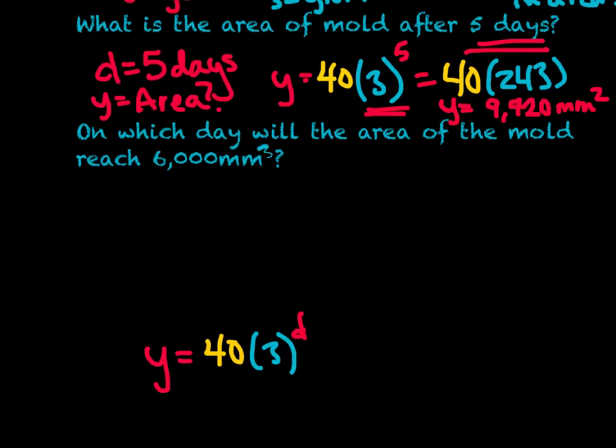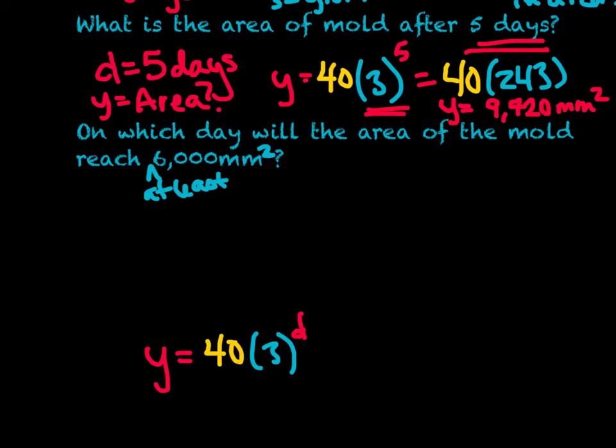So I need to fix a little bit. We have, on which day will the area of mold reach at least 6,000 millimeters squared? I just added that word, at least. So I'm going to add that in, at least 6,000 millimeters squared. So we're not going to find the exact day, or the exact time of day, but we'll be able to pinpoint that it's maybe on the 7th day or the 8th day.